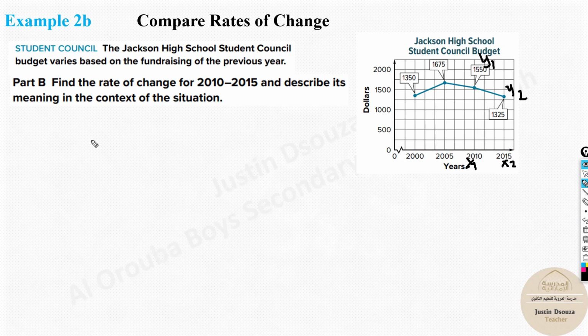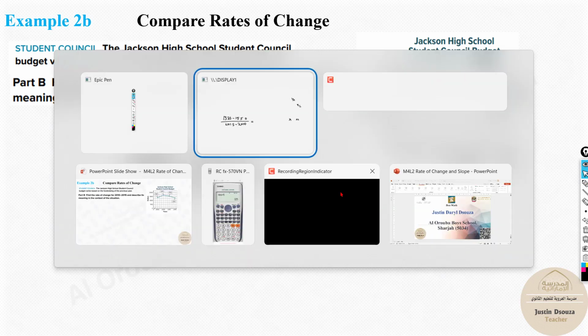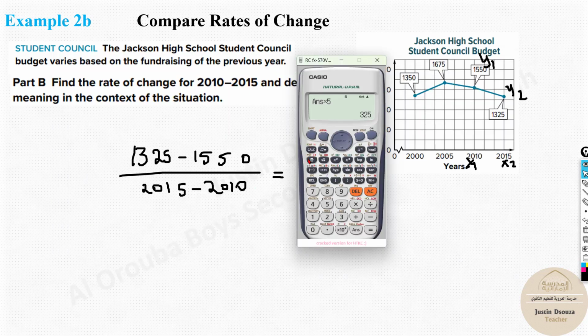The formula is always y2 minus y1 divided by x2 minus x1. That is 1325 minus 1550 divided by 2015 minus 2010. That's it. And now you can just put these values in the calculator and you'll get the answer. It is 1325 minus 1550 divided by 2015 minus 2010, which is just 5 years.